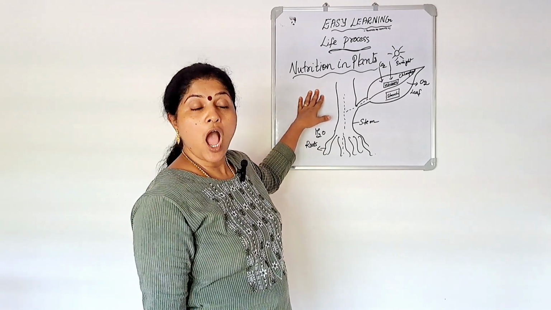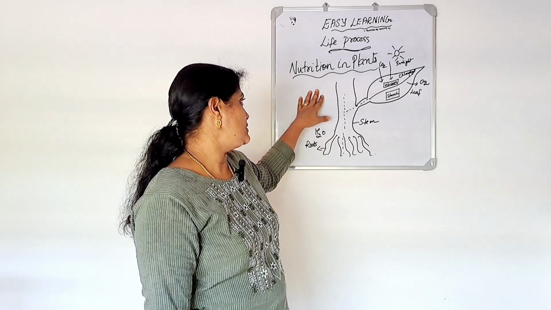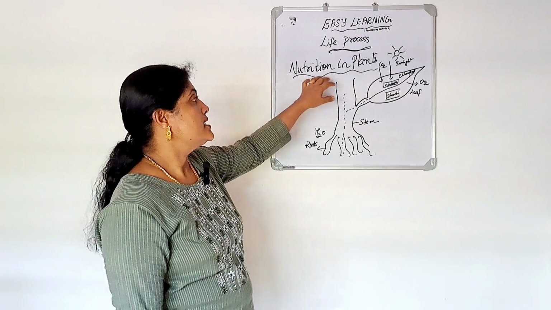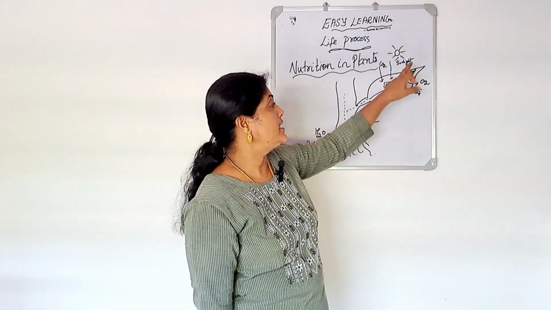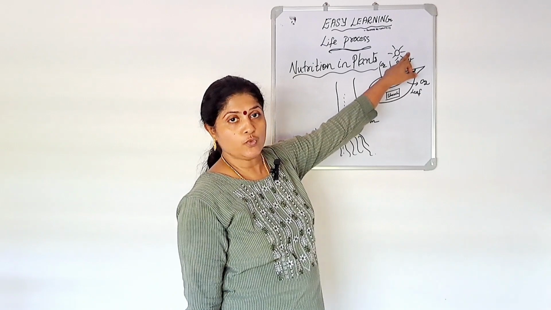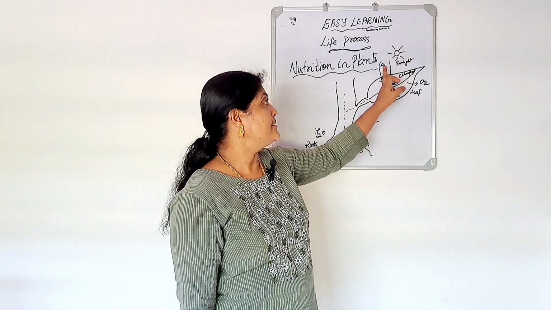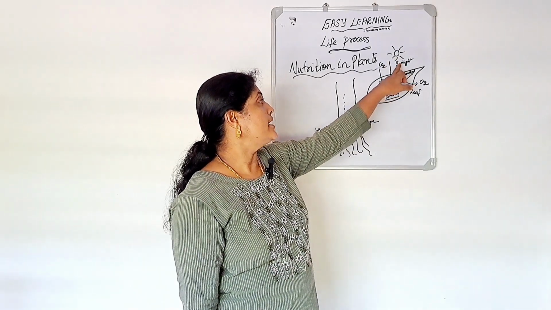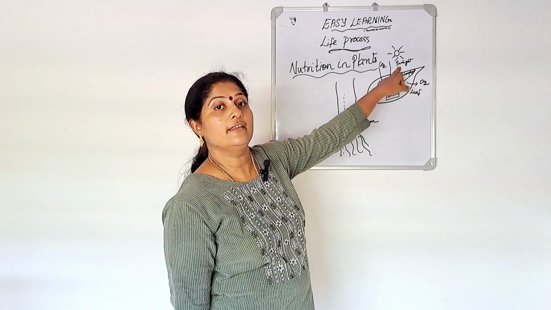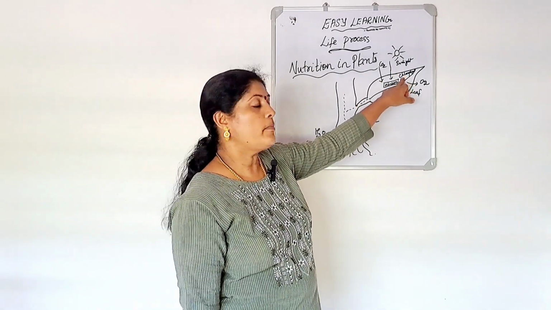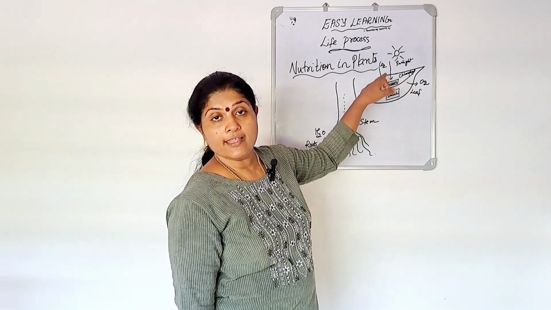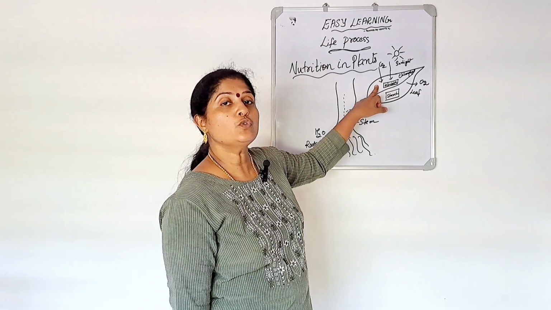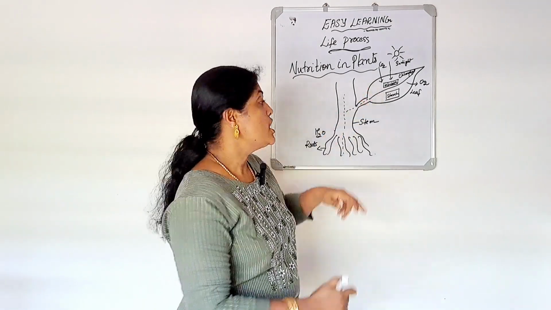Now we can see how the process of photosynthesis takes place. Sunlight energy is present in the atmosphere. At the same time, carbon dioxide is present in the atmosphere. The sunlight energy is absorbed by whom? Absorbed by the chlorophyll. And the carbon dioxide gas present in the atmosphere is taken in with the help of tiny pores present in the leaf, which are known as stomata.